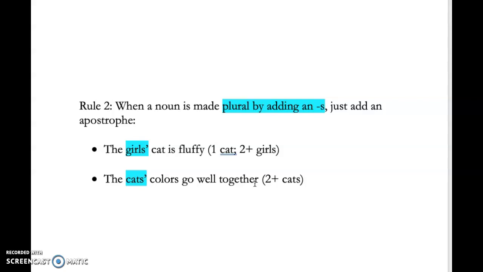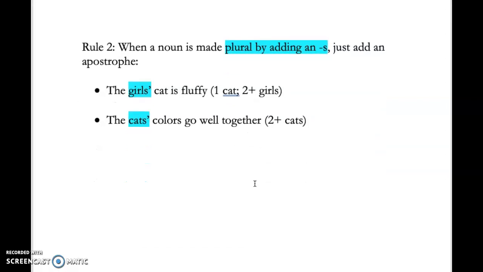I do not need another S. Or I could say the cats, plural cats, two or more cats, the cat's colors go well together. And again, just an apostrophe, no apostrophe S. So that's for a noun that's made plural by adding an S.